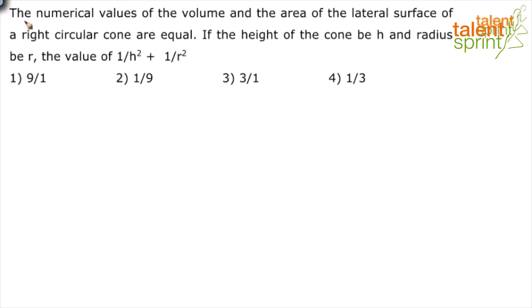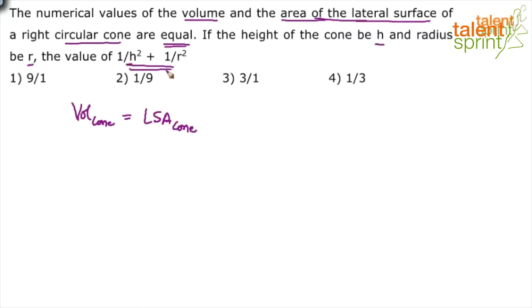See, the question says that the numerical values of the volume and the area of the lateral surface of a right circular cone are equal. So basically volume of a cone is equal to the lateral surface area of the cone. Then he says if the height of the cone is h and the radius is r, what is the value of 1 by h square plus 1 by r square? Let us substitute the formula first. What is the volume of a cone? 1 by 3 pi r square h.